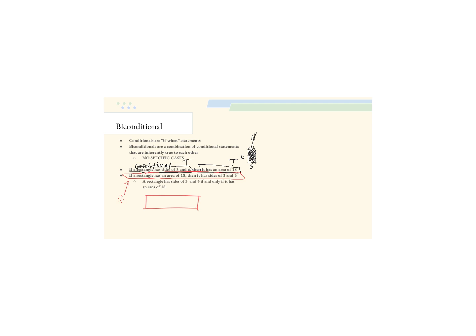So can we try to construct a rectangle that has 18? Obviously we know 3 by 6 works, but also it could be 2 by 9. It could also be 1 by 18. So this is actually false, right? I can construct a rectangle that has an area of 18, but it does not have 3 by 6. So since this is false, this biconditional is not true.